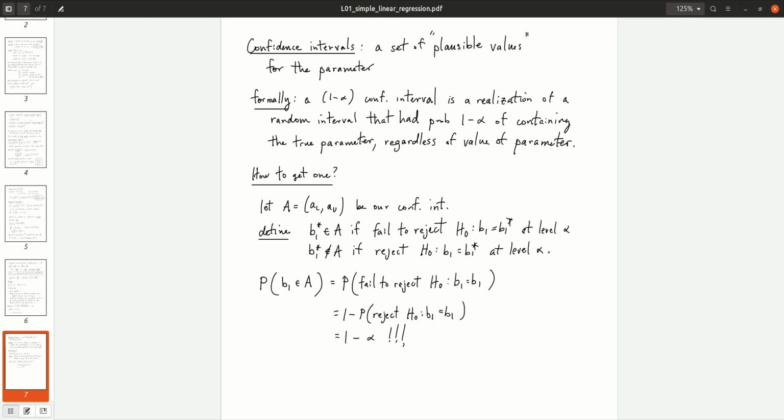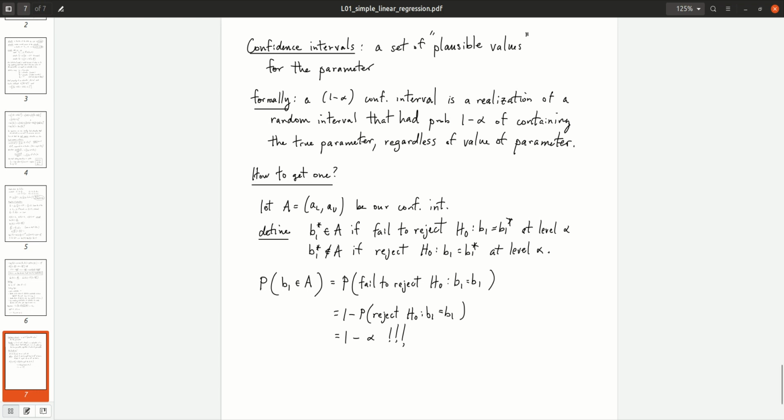Formally, the definition is the following. A 1 minus alpha confidence interval is a realization of a random interval that had probability 1 minus alpha of containing the true parameter, regardless of the value of the parameter. Now that's a bit of a mouthful, but you could parse this definition, what it actually means, and we'll talk about it in the class. But to keep the concept straight in your head, I want you to think of it as a set of plausible values, things that we can't rule out given the data that we've observed. Okay, so using that heuristic definition, we could come up with a method for generating a confidence interval.